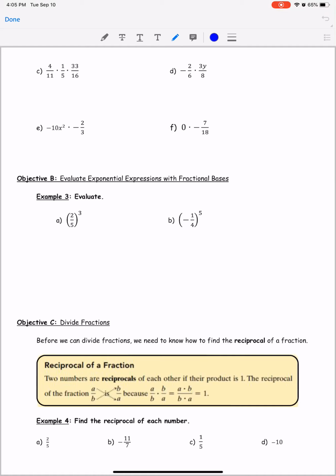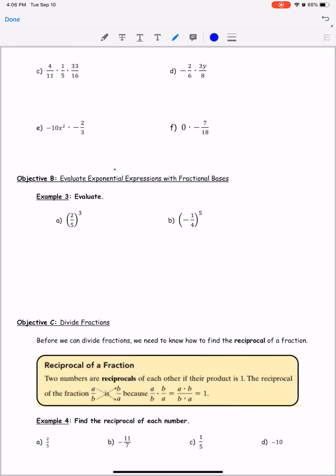Same thing happens when you have multiple numbers. I'm still going to cross reduce. I really don't want to do 4 times 1 times 33. That one actually wouldn't be so bad. But I don't want to do 11 times 5 times 16 and reduce it. So, cross reduce. Now, you can do this 4 with either of these bottom ones. You can do this 1 with either of the diagonal ones, or you can do this 33 with either of these here.